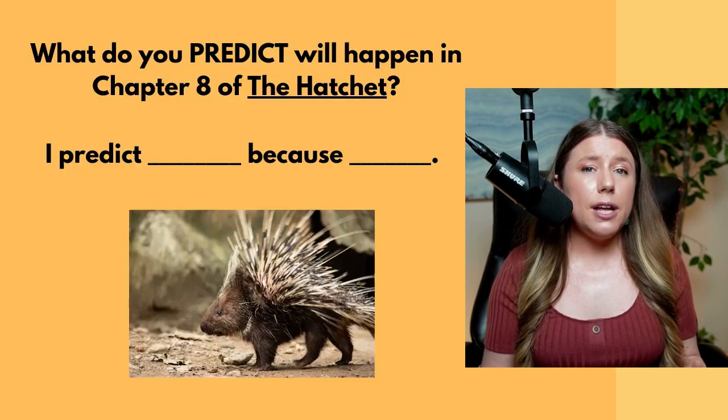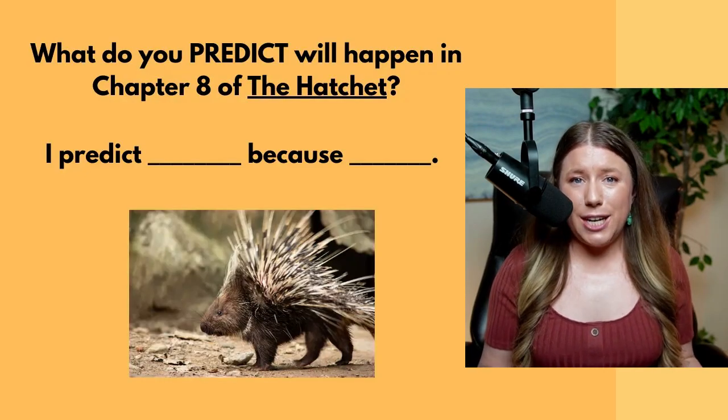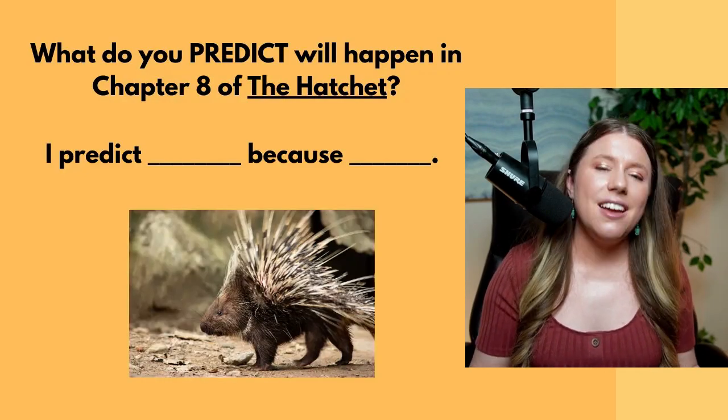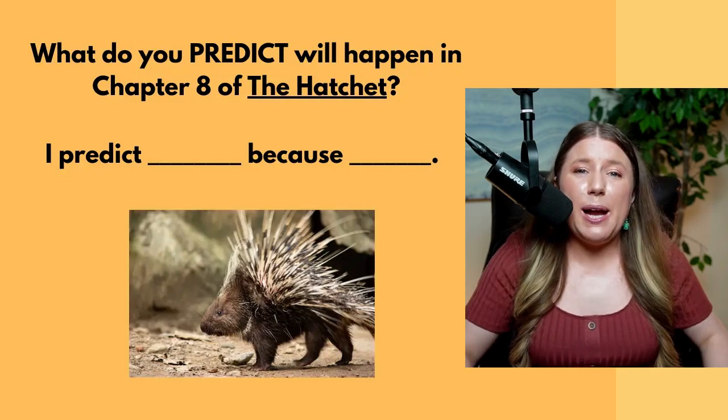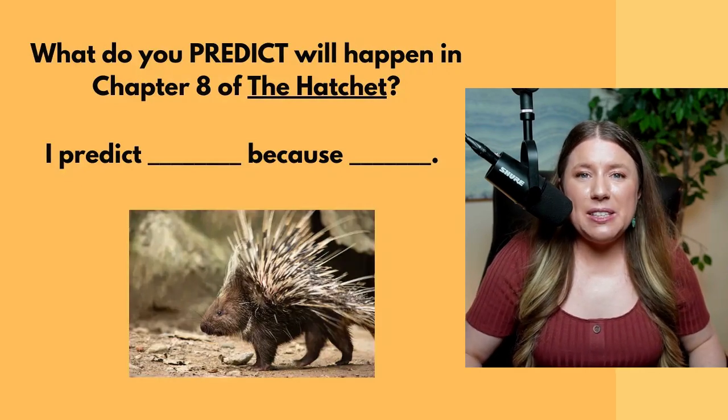So I predict blank because blank, and I have a picture of a porcupine because in the story, in that chapter, there is a porcupine. So we don't know what's going to happen with the porcupine. We don't know why the porcupine is there, but students can start making predictions, and then they can see if it comes true at the end of the class.